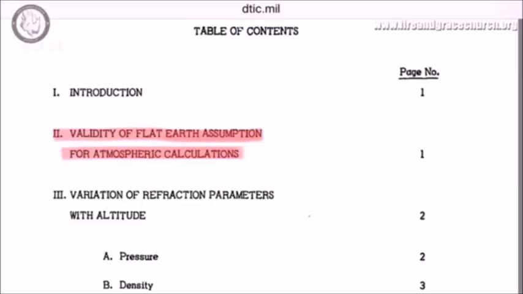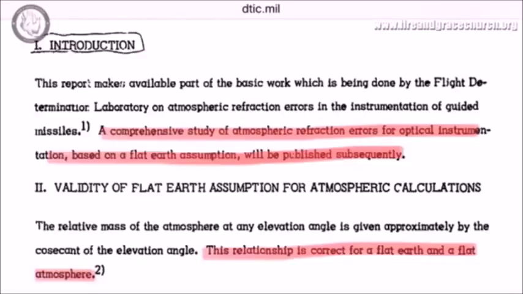If it wasn't flat, if the earth was not flat, why would you start off a classified document, under threat of law in the Espionage Act, why would you classify that? It's all here, folks. Introduction here says a comprehensive study of atmospheric refraction errors for optical instrumentation. What is it based on? Based on a flat earth assumption, will be published subsequently.